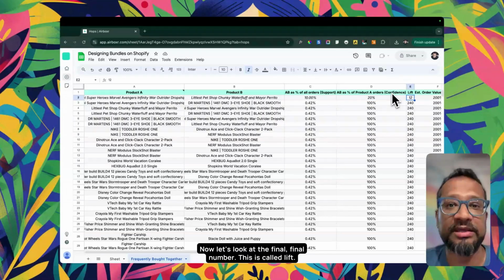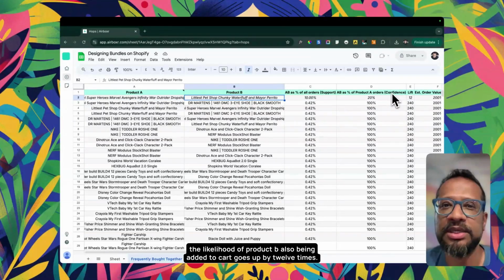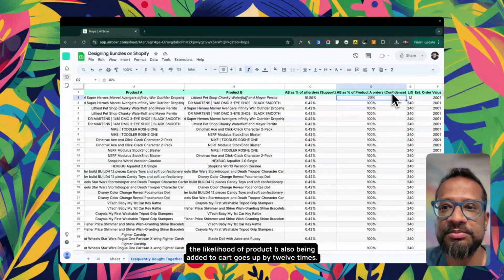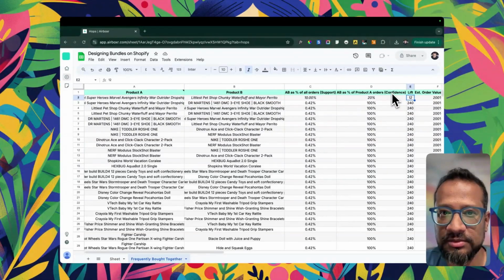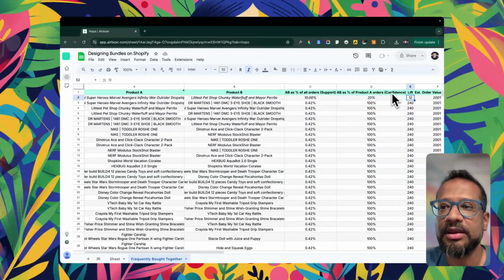Now, let's look at the final number. This is called lift. What this means is whenever product A is added to cart, the likelihood of product B also being added to cart goes up by 12 times. So you should definitely bundle these two products together.